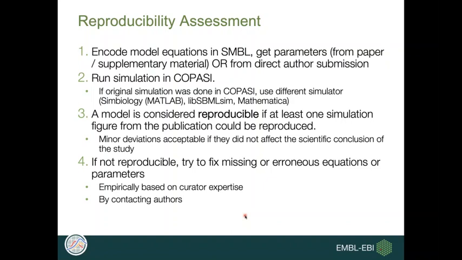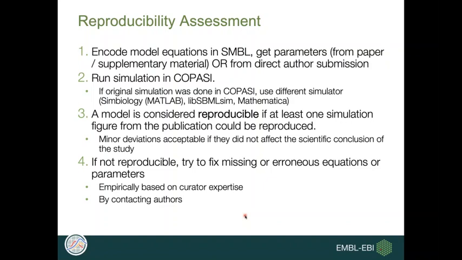We will consider a model as reproducible if at least one of the simulation figures from the publication can be reproduced. And of course, we are not very strict. Sometimes we accept minor deviations, let's say some change in the actual graph. We accept it if it doesn't affect the main scientific conclusion of that paper or manuscript.